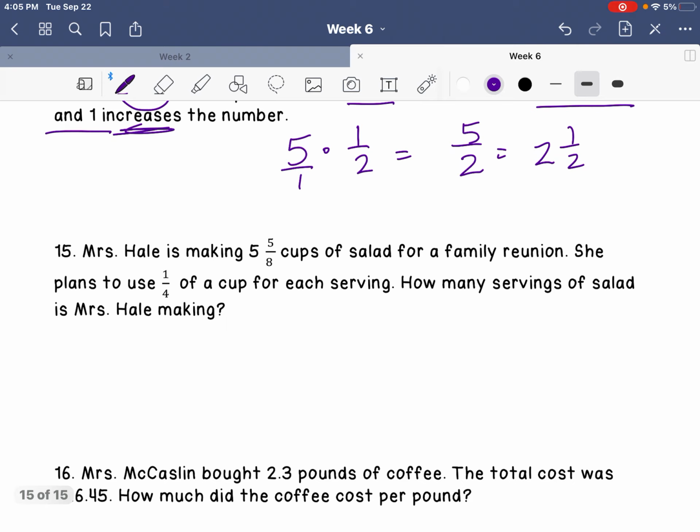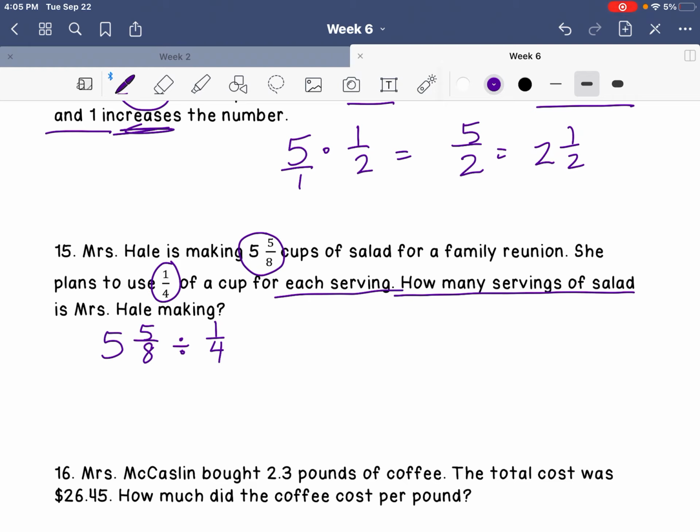Number 15, Mrs. Hale is making 5 5/8 cups of salad for a family reunion. She plans to use 1/4 of a cup for each serving. How many servings of salad is Mrs. Hale making? So I need to divide 5 5/8 by the number of cups in each serving, which is 1/4 of a cup.